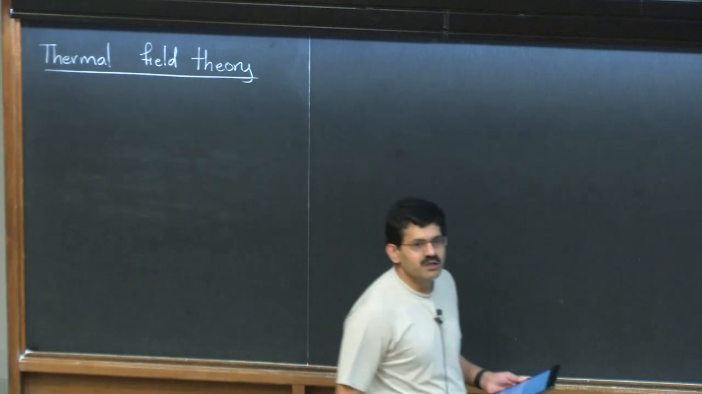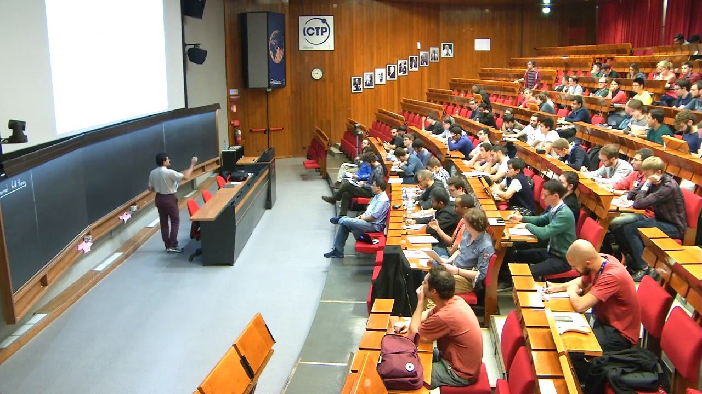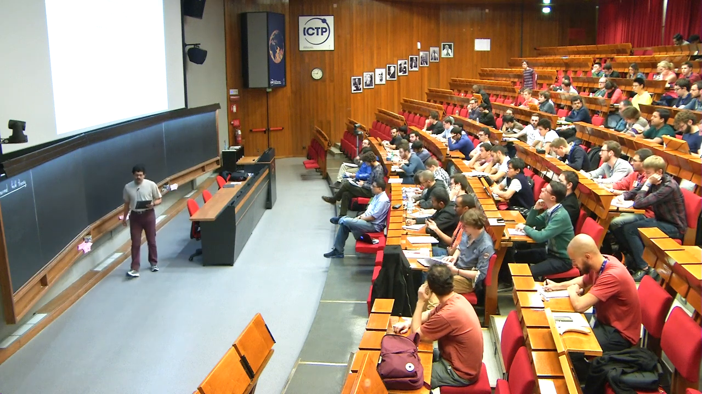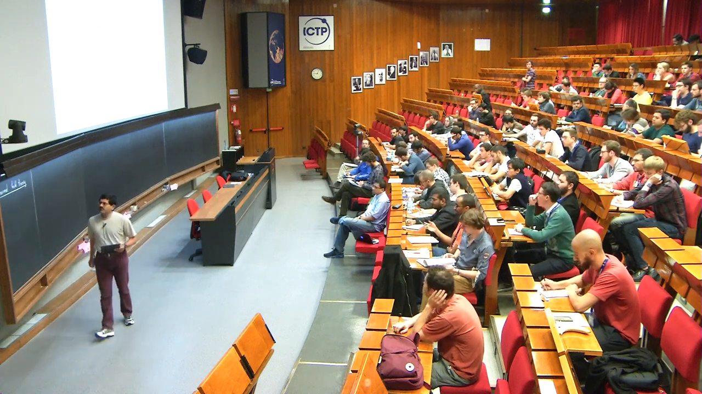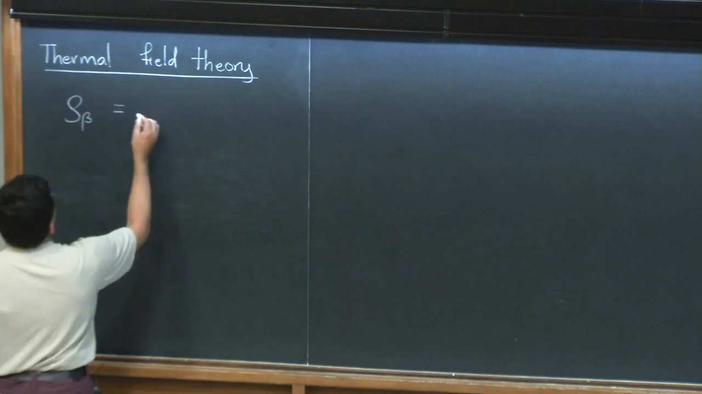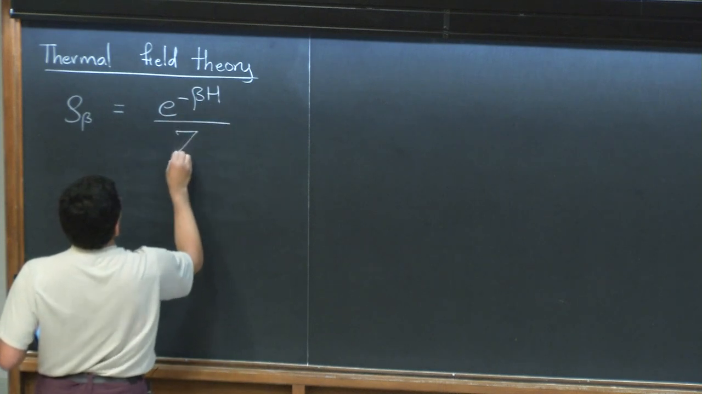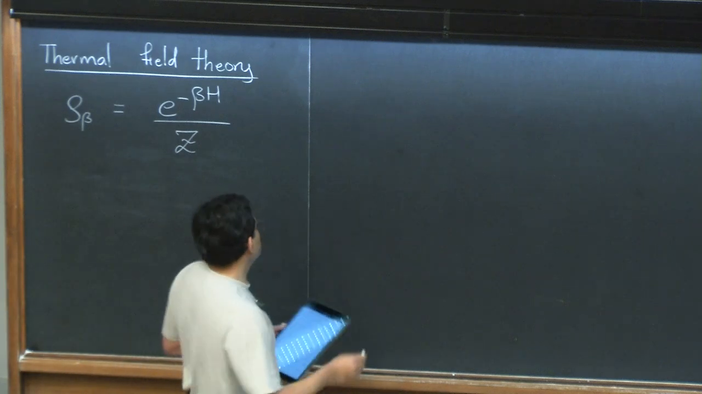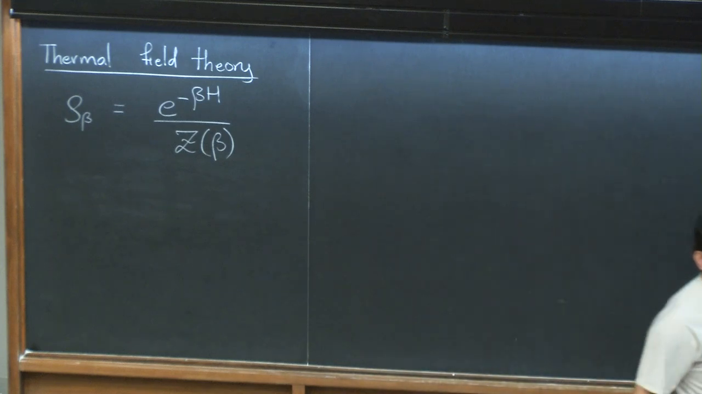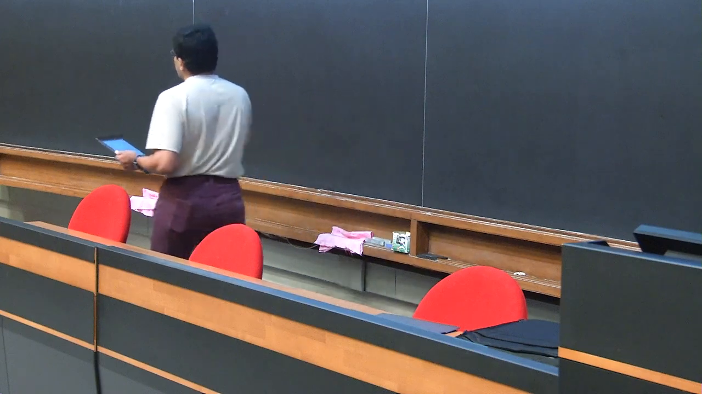Now, depending on where your intuition comes from, you think of thermal states as either some quantum system coupled to some reservoir if you're doing stat-mech, or you could just say, well, I have a system which is in a density matrix, which is simply given by a function of the Hamiltonian, so that the states are distributed according to some Boltzmann weighting, and it's normalized.